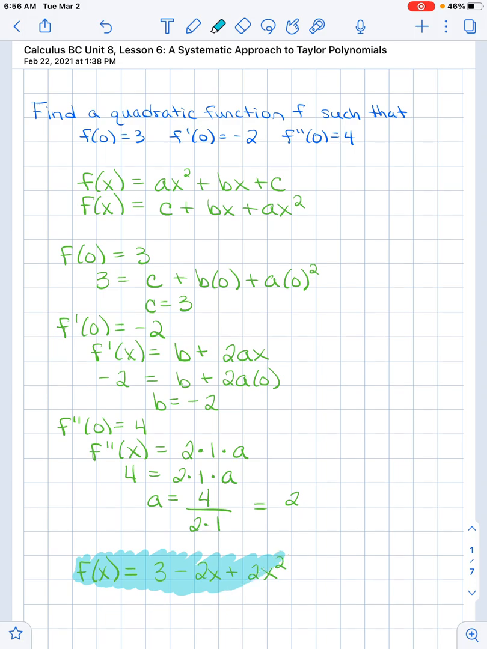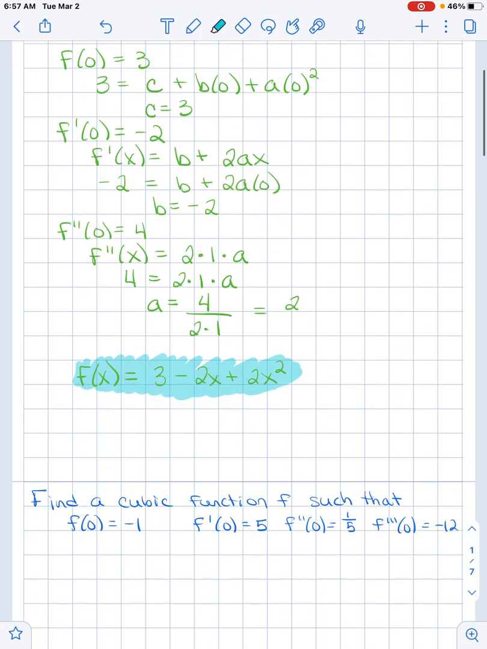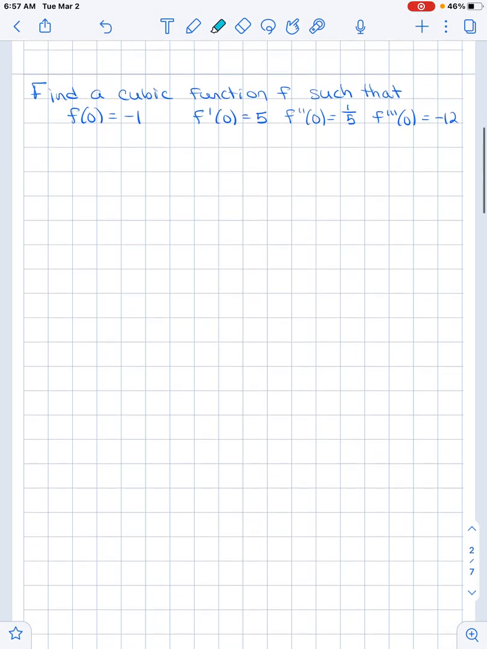I'm going to give you another one now. I'm going to ask you to find a cubic function, and I want you to think about the pattern again. I want you to do exactly what I did. Don't just go through the motions of the power rule, but actually write out the power rule, because I think you're going to start to see some patterns here. So here we go. Find a cubic function f such that all of these things are true. I'll give you a minute to give it a try.